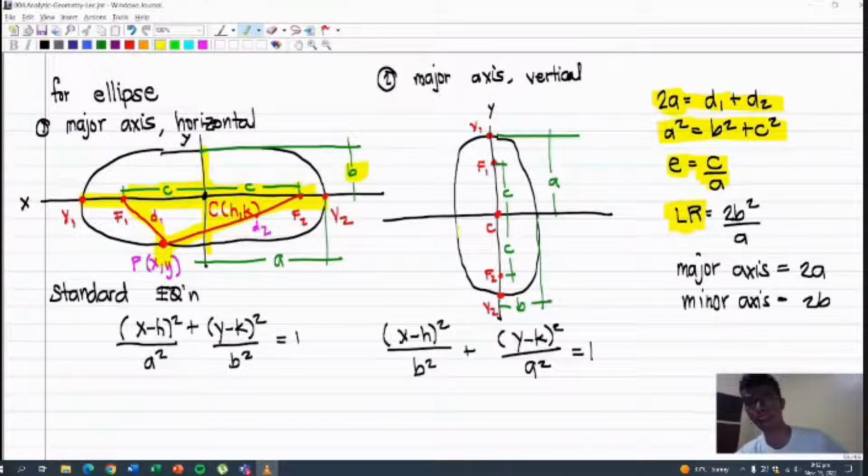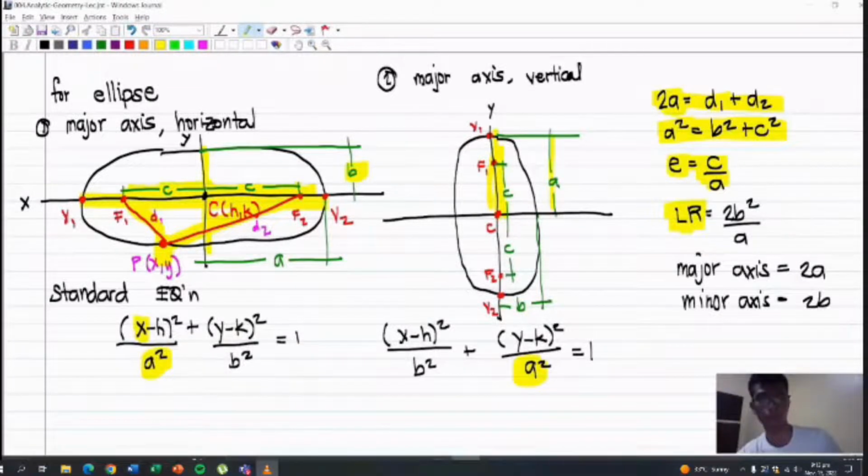So, ganito yung dalawang standard equation of the ellipse. Kung nakainino si A, halimbawa, kung si A ay nakapahiga, nasa ilalim siya ni X. Kung si A ay nakapatayo, ito, nasa ilalim siya ni Y. So, ito yung standard equation of the ellipse. X minus H square plus Y minus K square. Meron palang over A square and B square. So, ito lang. Ganito lang yung kaibahan.